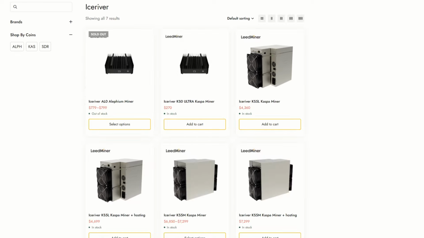Now, if we come into LEEDMINER right here, these guys are 100% legit. I am vouching for them. Look at the price difference. For the KS5L miner, they're only $4,360, so a couple hundred dollars cheaper than even iceriver. And here you can see it's a little more expensive if you want the hosting as well. It's still $100 cheaper than iceriver themselves.